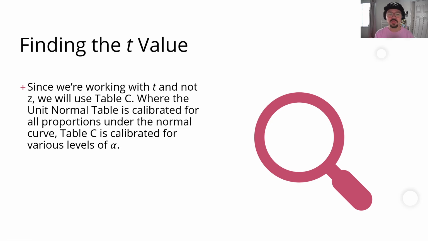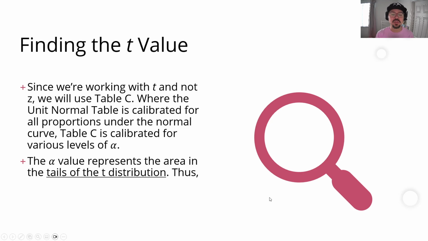The unit normal table is calibrated for all proportions under the normal curve, but again, remember, we can't necessarily have an infinite number of samples, so we don't know for certain that our sampling distribution of means approximates a normal curve. So instead of the unit normal table, we're going to use what's called table C, which is calibrated for various levels of alpha. This A here represents alpha.